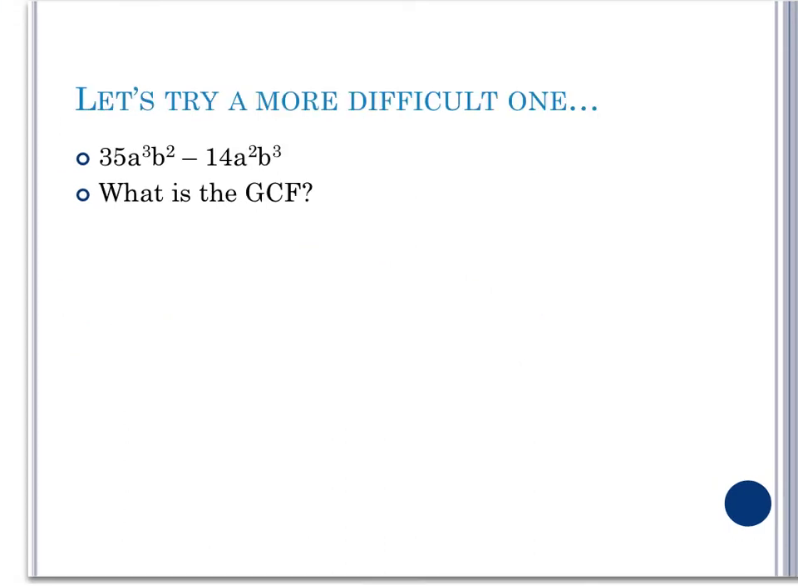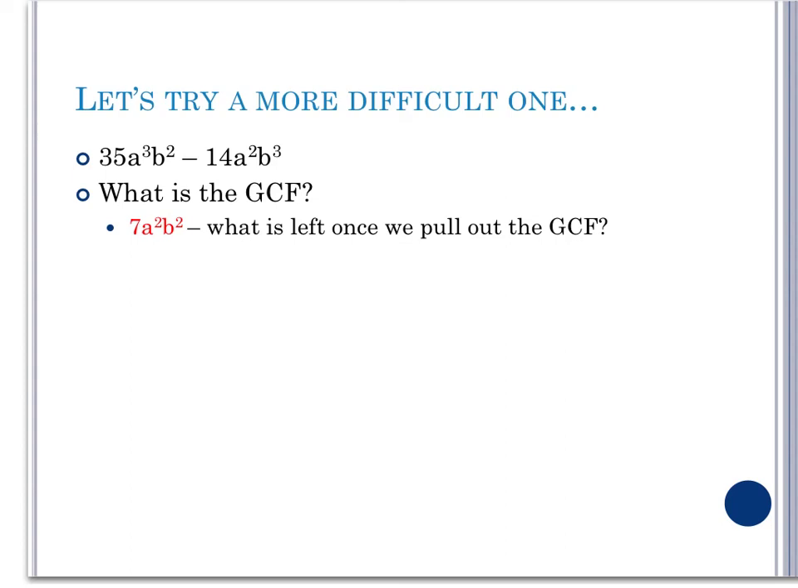All right, let's try a little bit more difficult one. So 35a cubed b squared minus 14a squared b cubed. We're trying to find the greatest common factor. Well, the greatest common factor is 7a squared b squared. That is the largest set of numbers and variables that can come out of both terms.